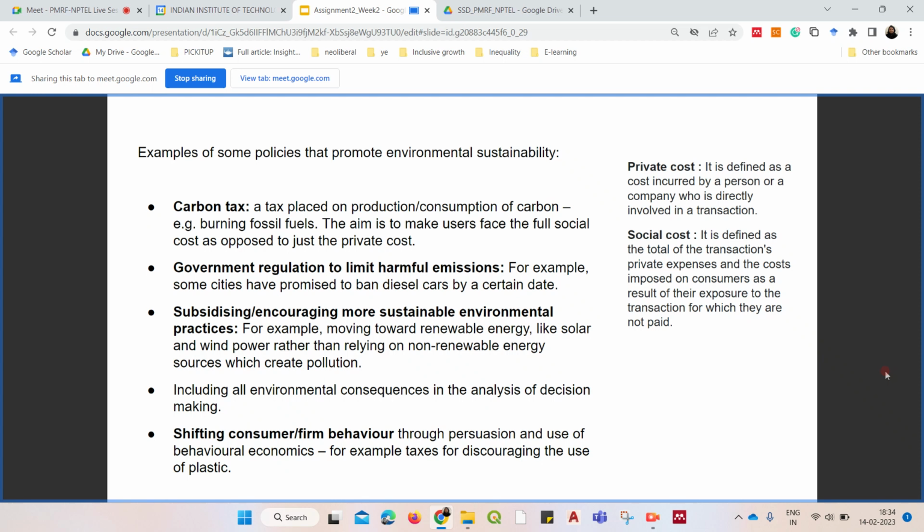So the government of Norway provides a lot of subsidies on electric vehicles so that people try to shift from their dependence on oil for their vehicles to EVs.